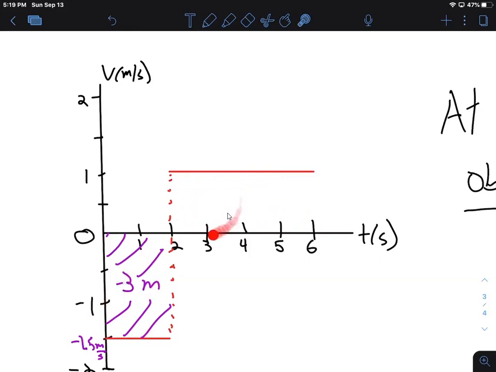So when am I going to get 3 meters up here? Well, I have a height of 1 meter per second. So what do I need time-wise to get this area to add up to be 3 meters? Well, 3 times 1 is 3, so it's going to be 3 seconds. So if I start at 2, it's going to be to the 5-second mark.